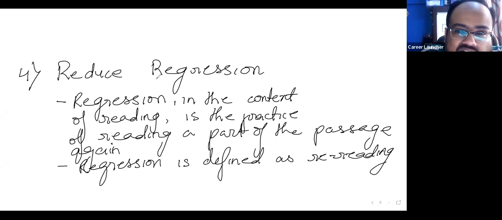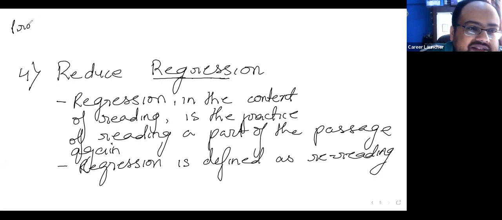Can anyone tell me what is the opposite of regress or what is the opposite of regression? Just type it in the chat box. Regression or regress is the opposite of which word? Ritik, correct. Very good. Regression is the opposite of progression.